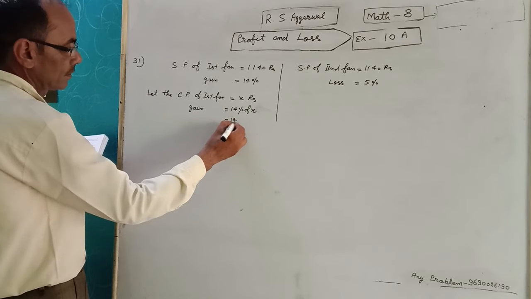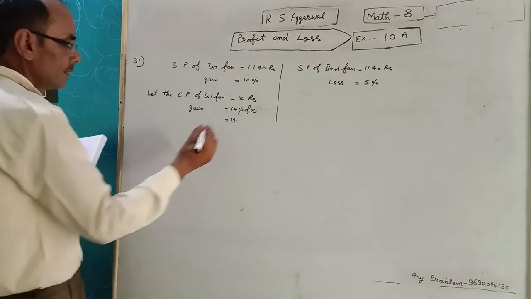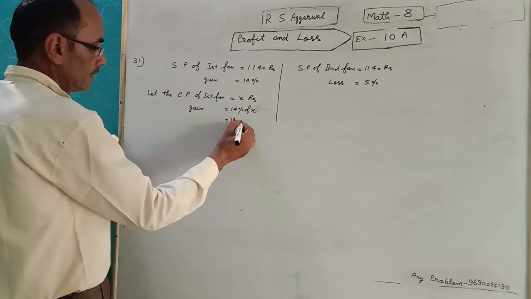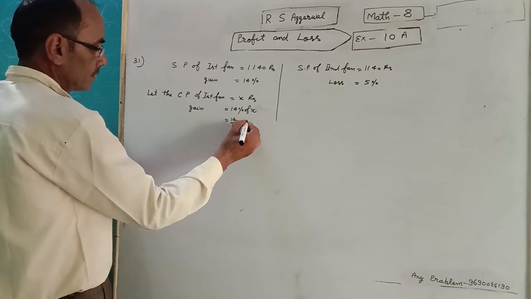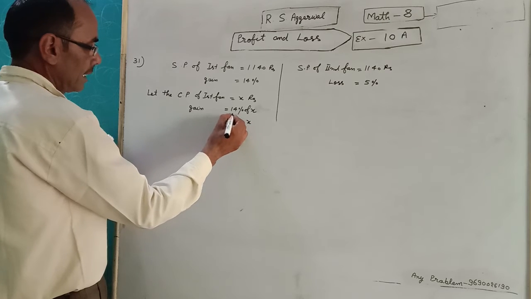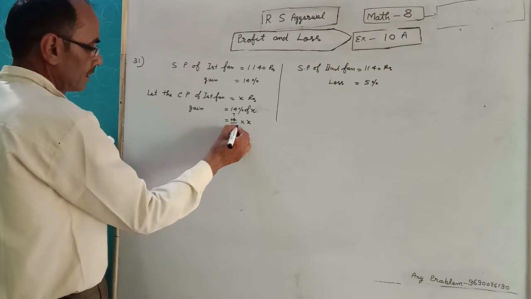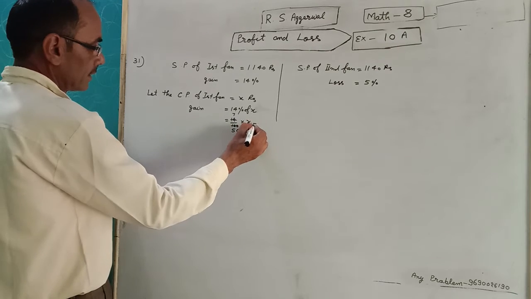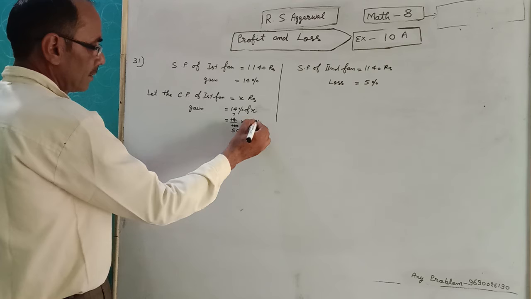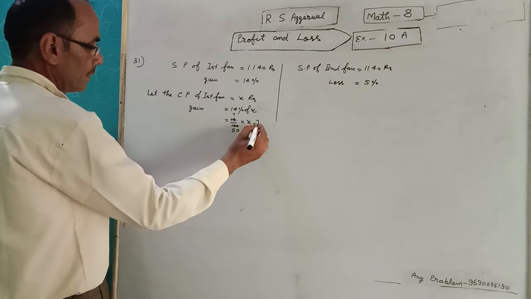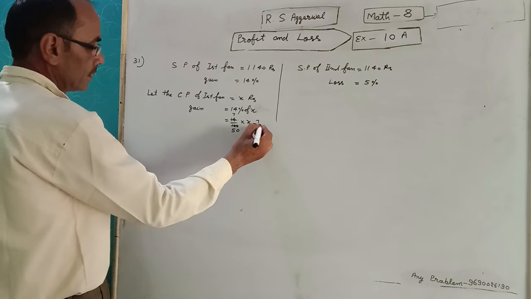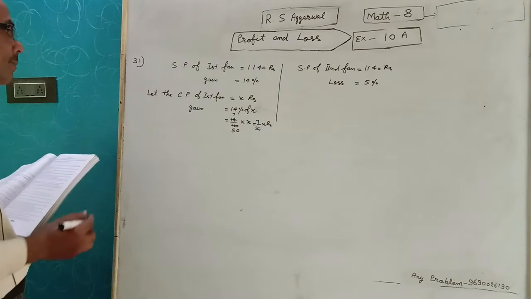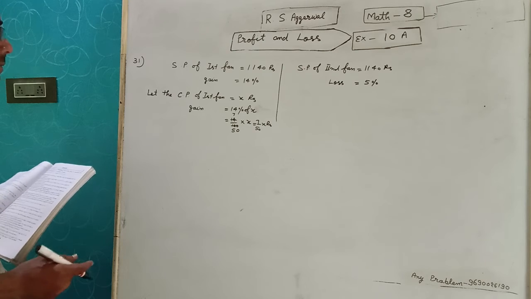14 upon 100 into X. After removing the percent and of, divide by 2: 2 7s are 14, 2 50s are 100. 7 upon 50x rupees. Get the gain of the first fan.